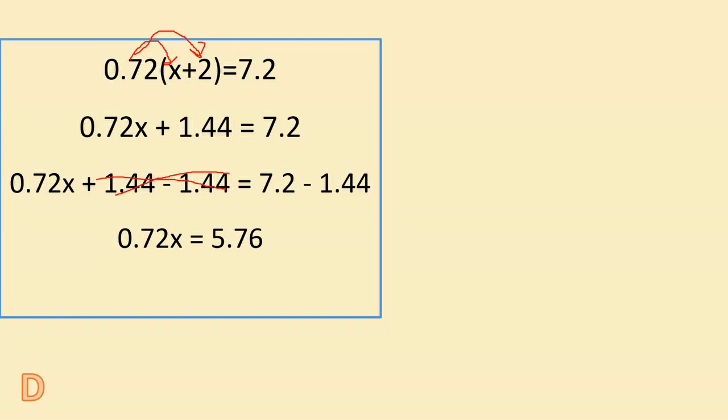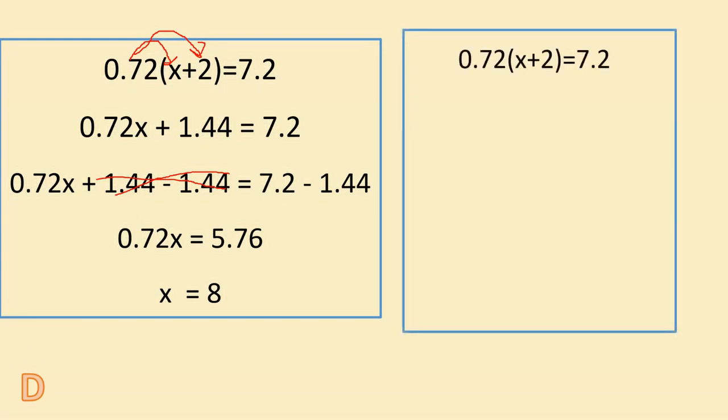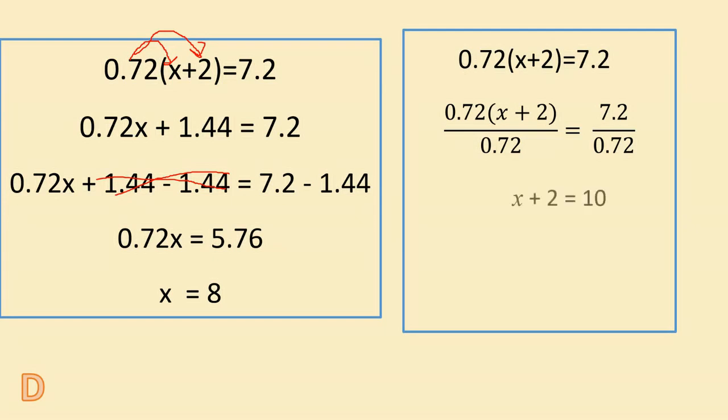All right, welcome back. So hopefully when you divided by 0.7200 on both sides, you got the answer of x equals 8. Very good. So now let's check it out using the other method. What are we going to do? The division method. So we're going to just divide both sides by 0.7200. What are we going to be left with? We're going to be left with x plus 2 equals 10.